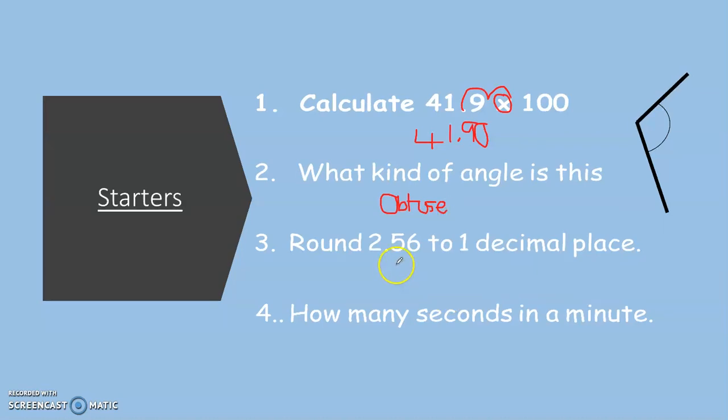Question number 3, you have to round 2.56 to 1 decimal place, so we look at the second number after the decimal point. Because this number is greater than 5, so if this number was a 5, 6, 7, 8 or 9, that means we round this number in front up. So our answer is 2.6. Okay. And then for the last question, how many seconds are there in a minute? Nice and easy, there are 60 seconds in a minute.